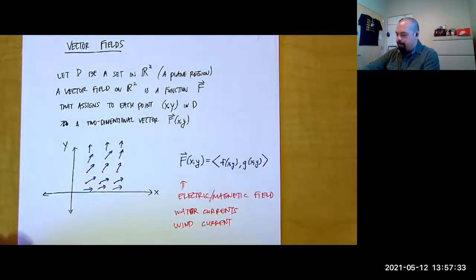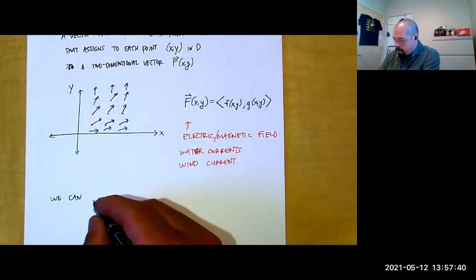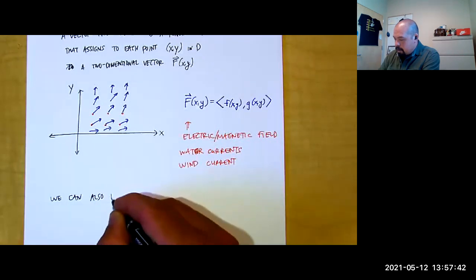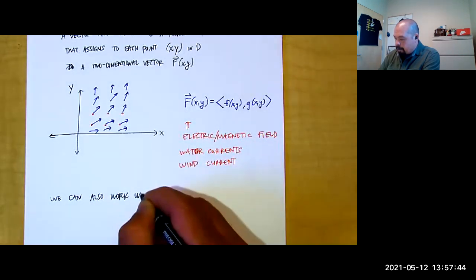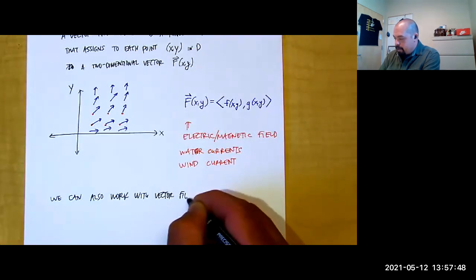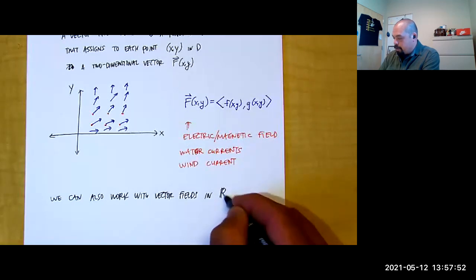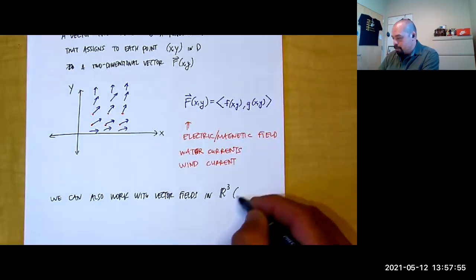Okay, and so as I mentioned, we can also work with vector fields in R3, right? 3 dimensions.